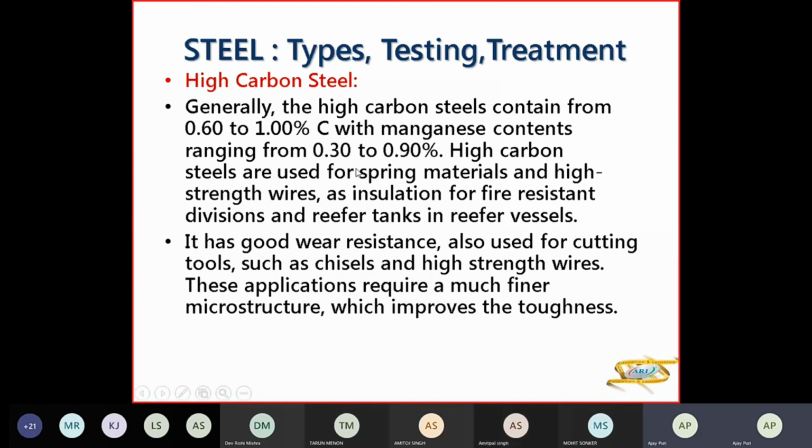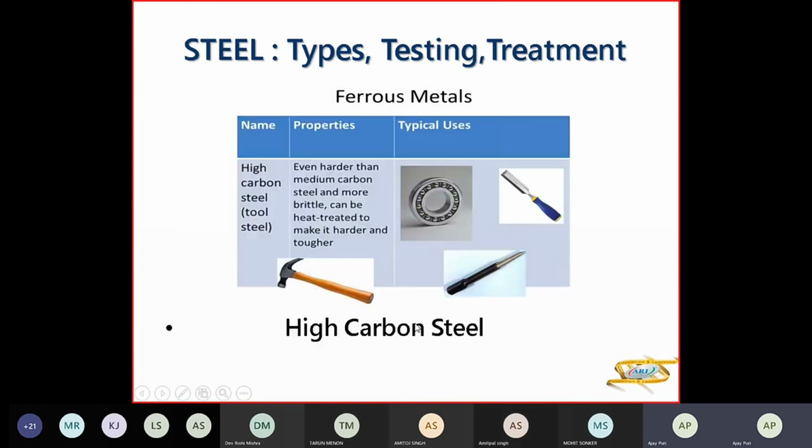So they can be used for springs or high strength wires, or insulation in fire retardant divisions, that is fire bulkheads A and B, or in reefer tanks for insulation. So it's got very good resistance. Wear resistance is good, so it can be used in cutting tools like chisels or high strength wires. And your microstructure is finer and that improves the toughness.